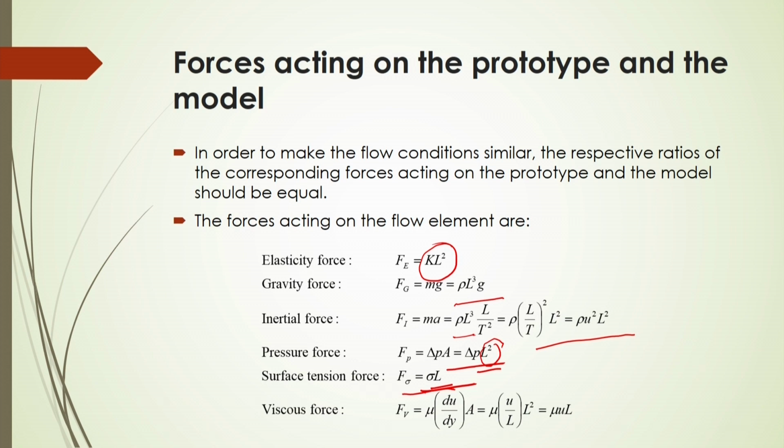And the viscous force is simply, as per Newton's law, mu into du by dy. This du by dy is called the shear rate, and the proportionality constant mu is called viscosity. So viscous force will be mu into du by dy, then into cross-sectional area, because mu into du by dy is called stress. Stress is nothing but force per area, so if you multiply it by area, it comes as viscous force. Finally, it will be mu into u by L into L square, which equals mu u L.